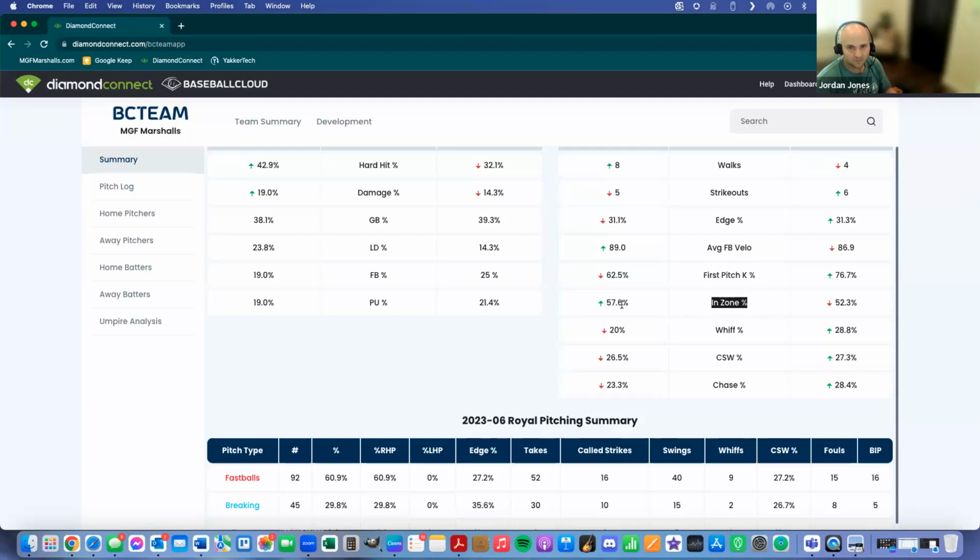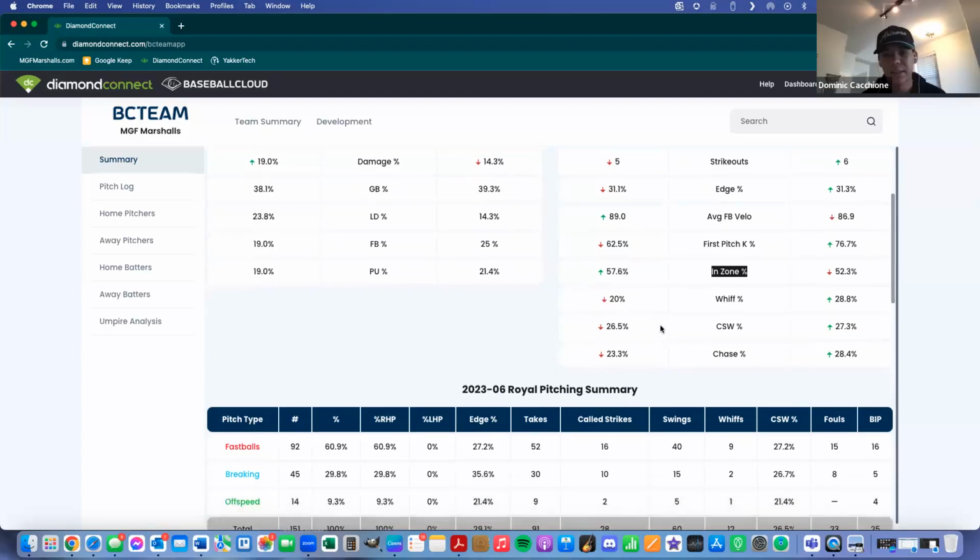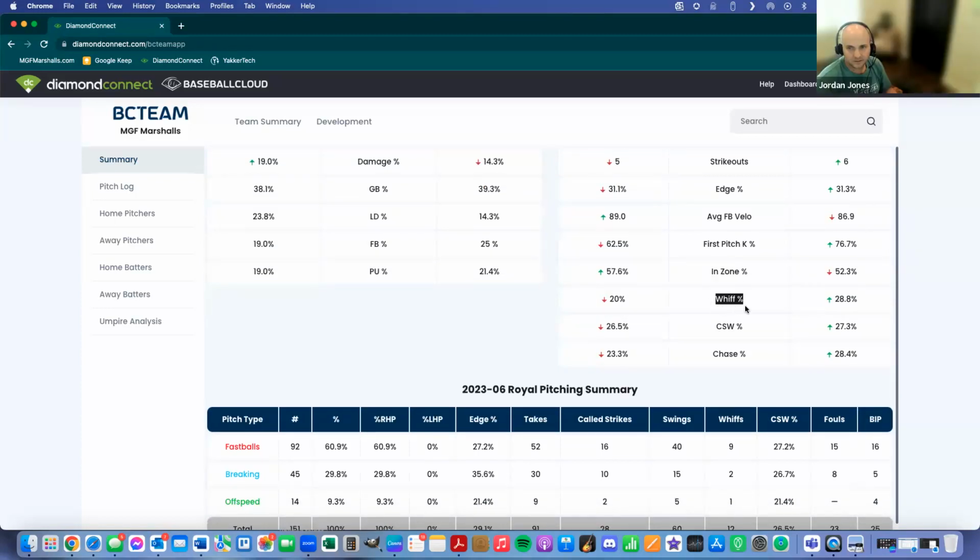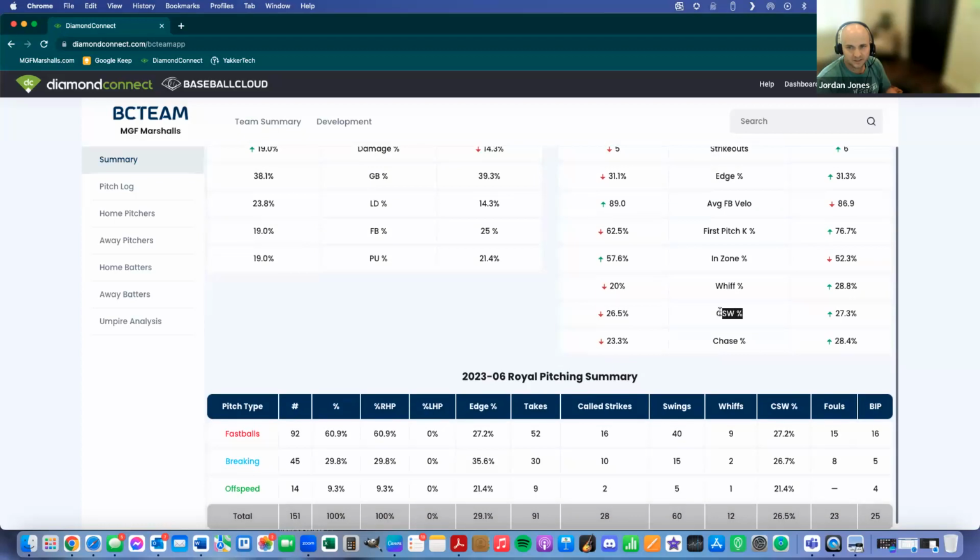In the zone, how many pitches were thrown in the strike zone? Just strikes. Whiff rate, swings and misses. CSW, what's that? I'm actually not 100% sure what that is. I believe it is something similar to the whiff rate along with, I think, whiffs in the zone, if I remember correctly.